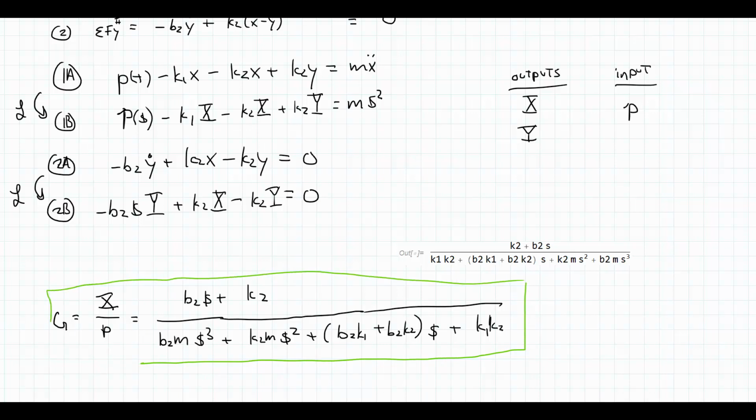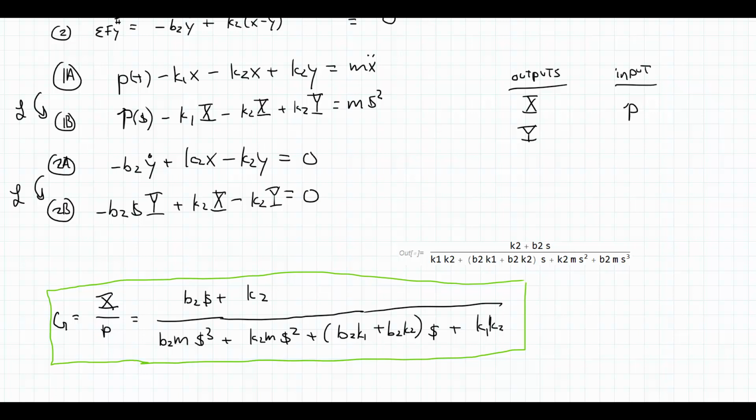Again, if I wanted to, I could have also written y over p, that transfer function, and that would be useful if I wanted to track the position of that node. In this problem, though, again, I did not need that. And I just want to point out, again, I have one coefficient in front of the s cubed, one in front of the s squared, one in front of the s, and then a constant.